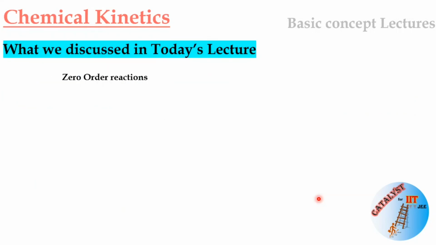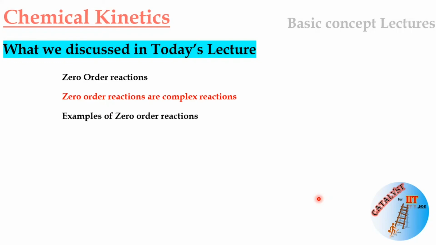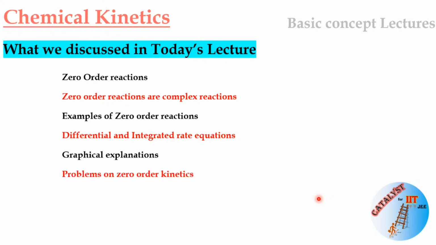Okay. Now in this lecture, what we discussed about zero order reactions. We discussed about the complex reactions. Zero order reactions are complex reactions. We also talked about some examples of zero order reactions. We identified the differential rate equations, and we also solved the integrated rate equation. Now graphical representations were also present in our lecture, and we also solved some problems on zero order kinetics.